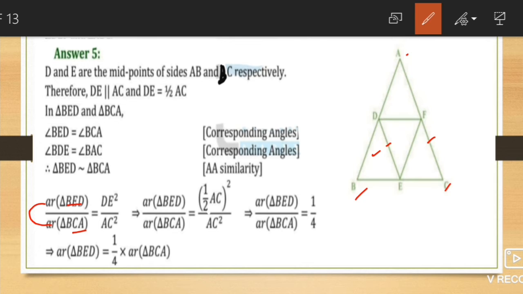Again, DE is given as half of AC. So in place of DE square, I am writing (half of AC) whole square. So it will be 1/4 AC square. This AC square and AC square will cancel each other. The answer will be 1/4. That means area of BED by area of BCA is equal to 1/4. So you can write area of BED is equal to 1/4 into area of BCA. That means area of BED is 1/4 of the area of the whole triangle.